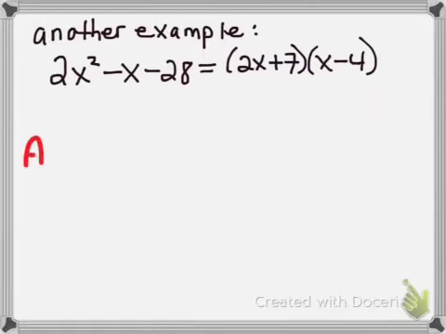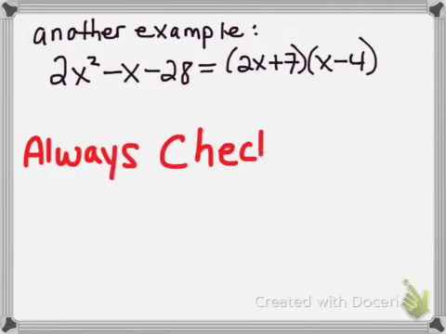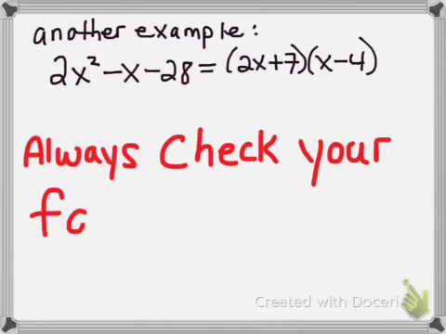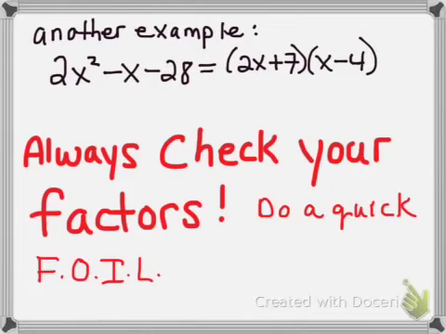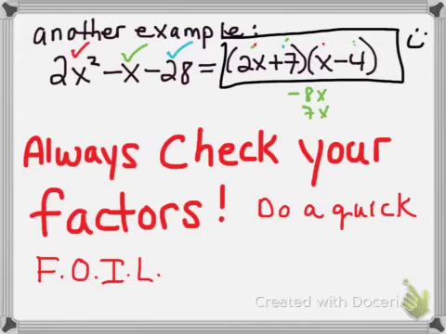So here's where I'm going to check it. Always check. Let's speed that up. So do a quick FOIL. Do a quick little first, outside, inside, last, and determine if you really did get it or not. So let's see, if we came back here and we're checking it out, is 2x times x 2x squared? Yes. There we get, from our outside, negative 8x. For the inside, we got positive 7x. That does give us negative 1x, and positive 7 times negative 4 is negative 28. Check. It does work. Then we can box it in and know that we're good to go.